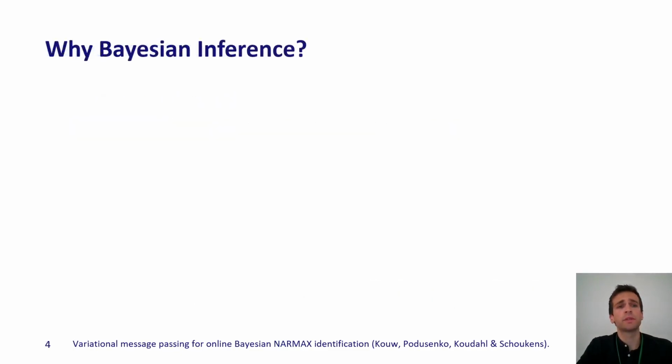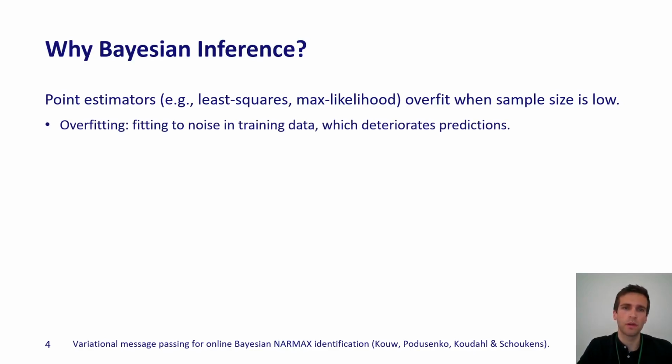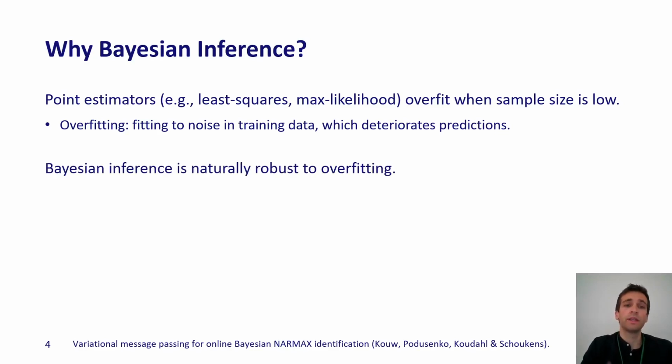Why Bayesian inference? Well, point estimators, such as least squares and maximum likelihood, overfit when sample sizes are low. Overfitting means that you fit to noise in your training data, which is not going to be there at test time, so your predictions are off. And overfitting is especially bad in system identification when you want to simulate for a large time horizon, because you want to make predictions far into the future. Bayesian inference is naturally robust to overfitting.